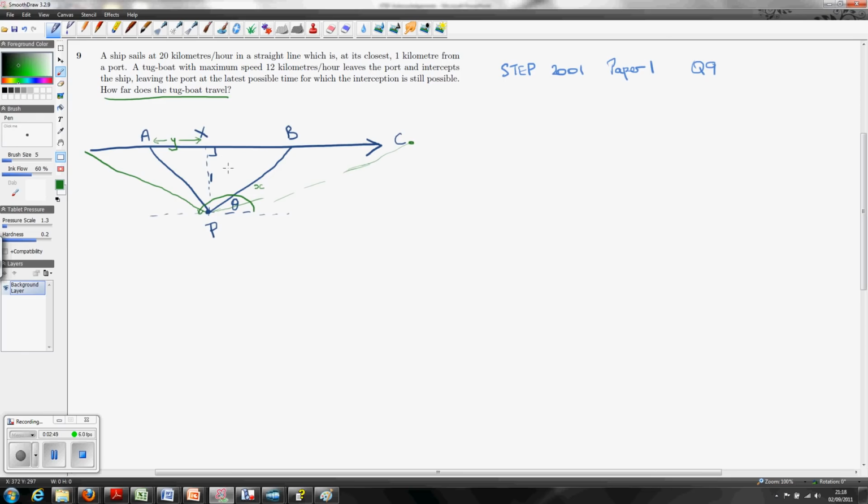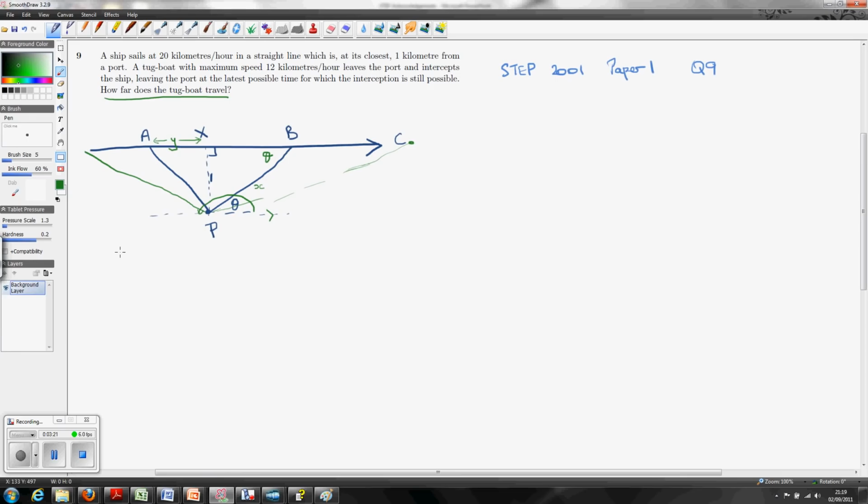So let's just do a little bit of work here to work out what the length of BX is and what the length of x is in terms of theta. Eventually what I'm going to try and do is get y in terms of theta, and then differentiate y, find the stationary point, therefore find the value of theta for that stationary point, and then find x. That's the general strategy.